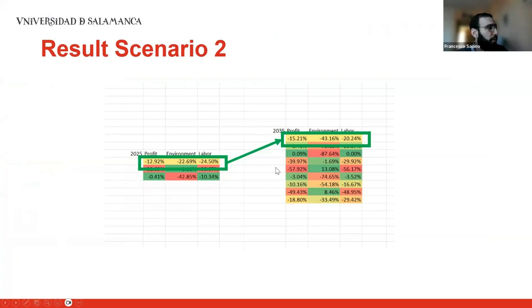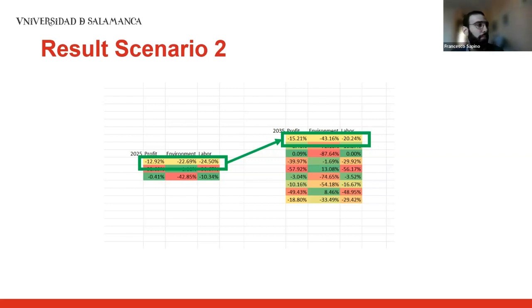So in 2035, you're almost with this kind of similar impact in terms of profit losses. So not that bad. You're improving the impact in labor, because it decreased from -24 to -20. But the impact for the environment is going up. So it will pass from -22 to -43.